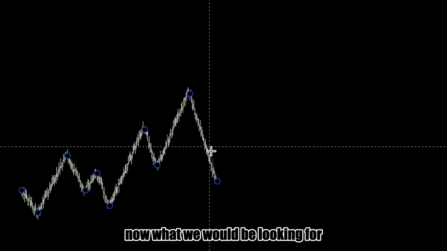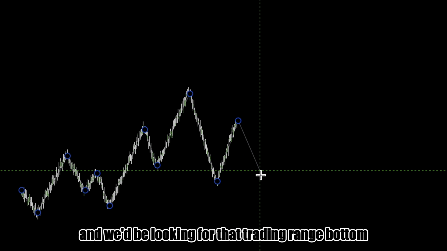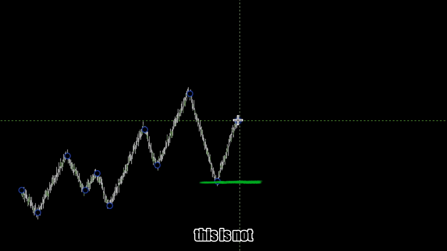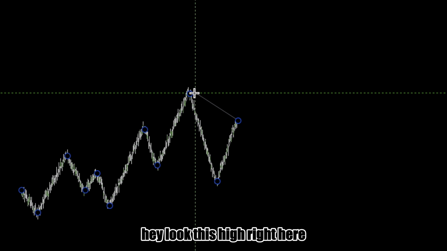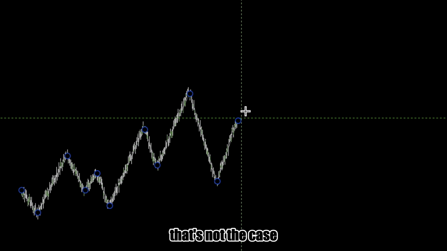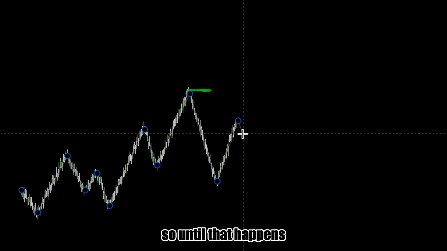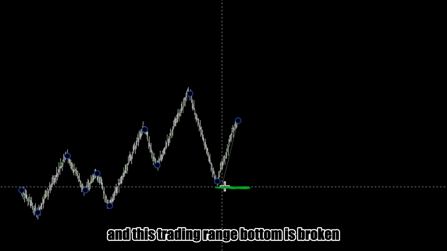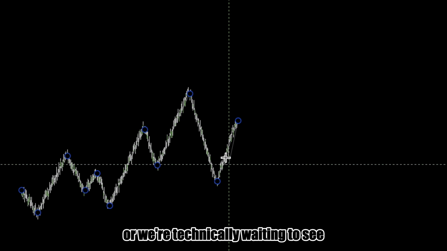Now in bearish market structure, we'd be looking for a little retracement up here, and we'd be looking for that trading range bottom to be broken, right? This is not a lower high. In the very beginning, everybody's going to tell you, hey, look, this high right here is lower than this high, so this is a lower high. That's not the case, because price could continue up and break that trading range top. So until this trading range top and this trading range bottom is broken, we are technically in consolidation, or we're technically waiting to see what is going to happen.